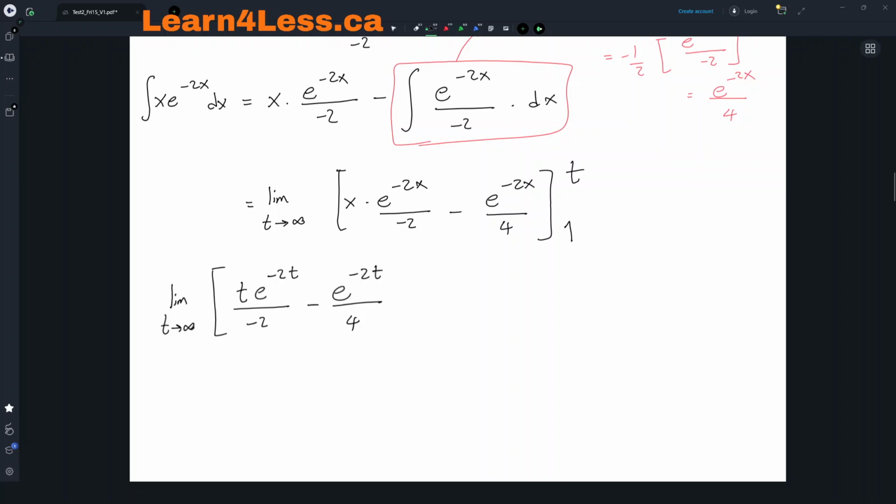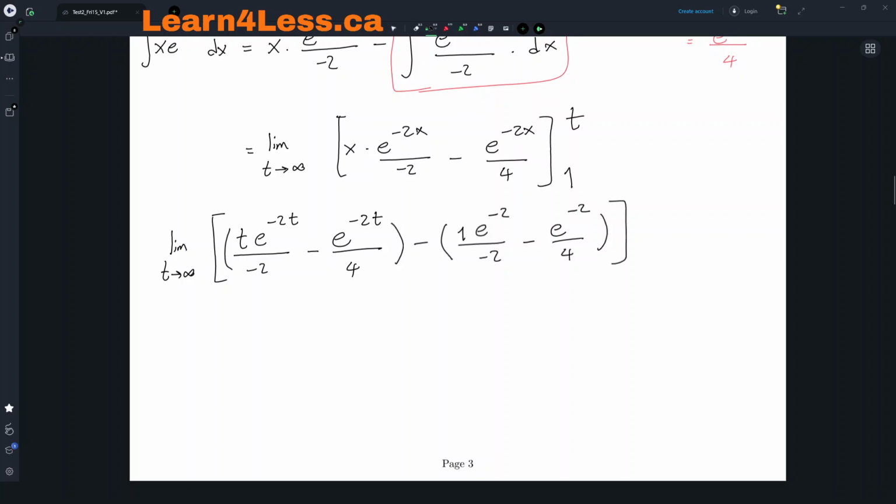This is the upper bound, in round brackets, minus the lower bound, which is 1 times e to the power of negative 2 times 1 over negative 2, minus e to the power of negative 2 over 4. Now we know that t is going to infinity. Let's see what happens to the parts that rely on t, which are this part and this part. When t goes to infinity, let's see what happens to this part.